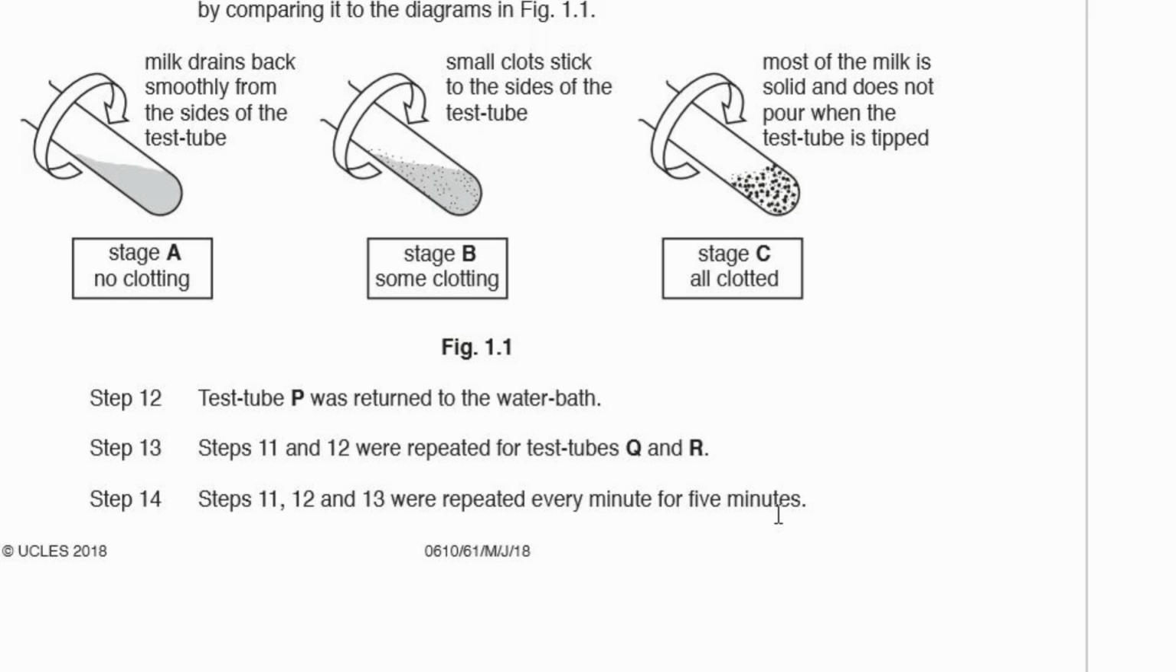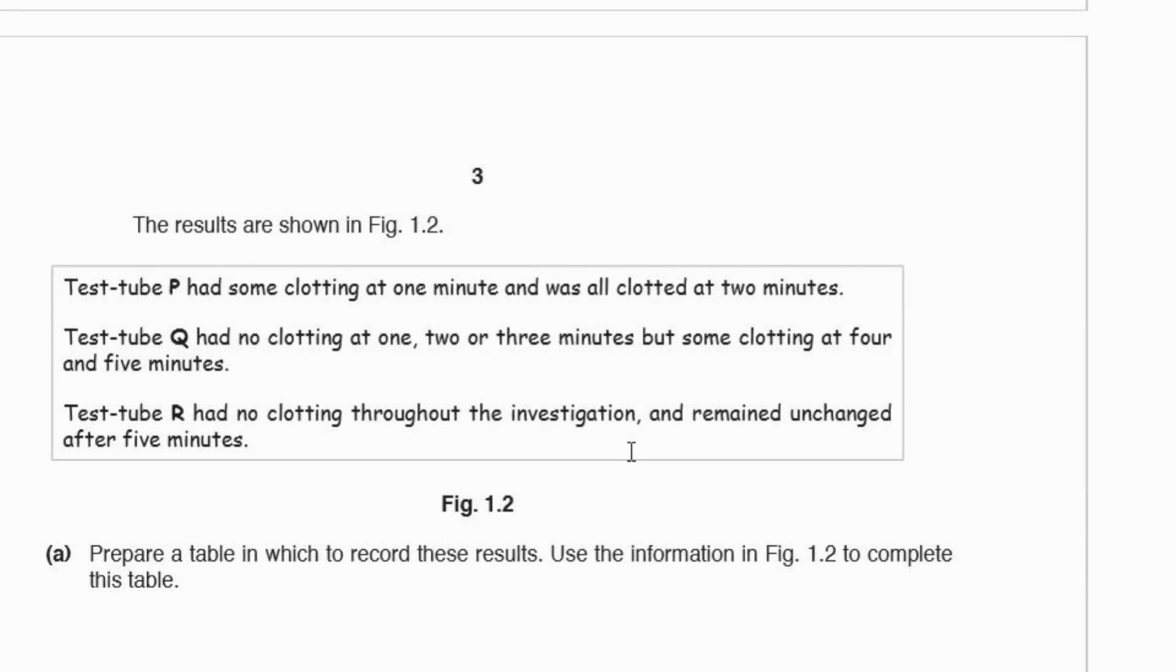So basically, after the 3 minutes that all 6 test tubes were put into the water bath and reached the same temperature, the renin was added to each one of the different situations, either acid, alkali, or neutral, of the test tubes. Okay, and then basically every minute they were taken out after that to test to see whether or not there was clotting or not. And the reason why test tube P was returned to the water bath but 11 and 12 were repeated for test tubes Q and R is due to the next step, because the results are shown in figure 1.2.